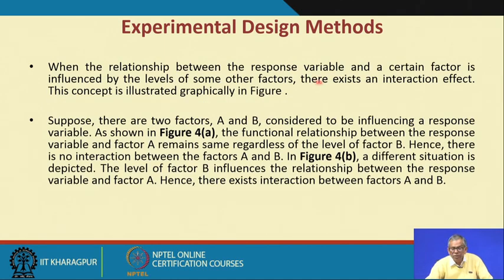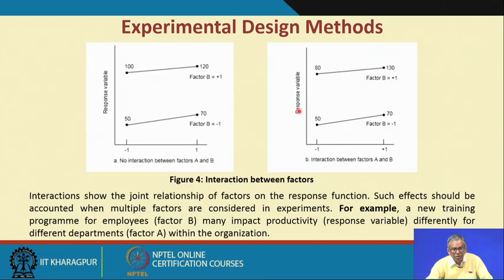So when the relationship between the response variable and a certain factor is influenced by the levels of some other factors, there exists an interaction effect. This concept is illustrated graphically in the figure. So here, how do you come to know the interaction between factors? Here this is the minus level, plus level. Factor B is at the low level, factor B at the high level. So what do you find? This is 50, this becomes 70, this becomes 100, this is 120. That means the difference is just 20 units. So you may conclude that there is no interaction effect.